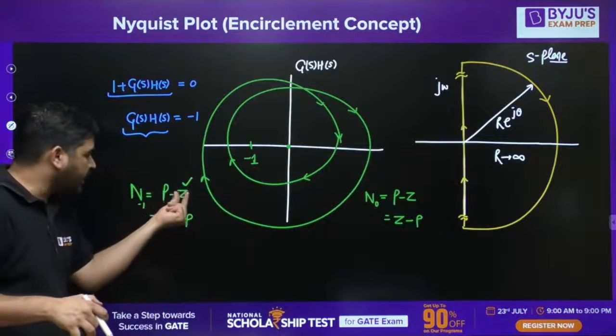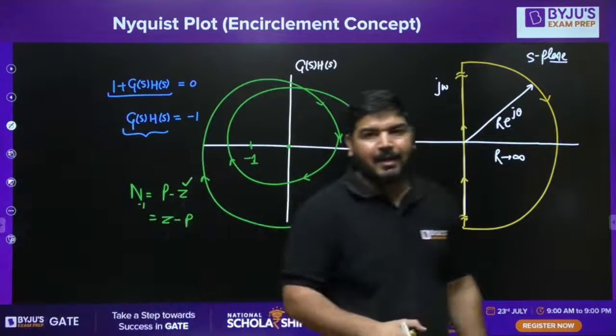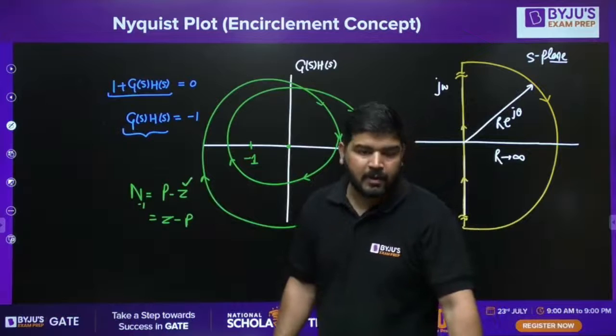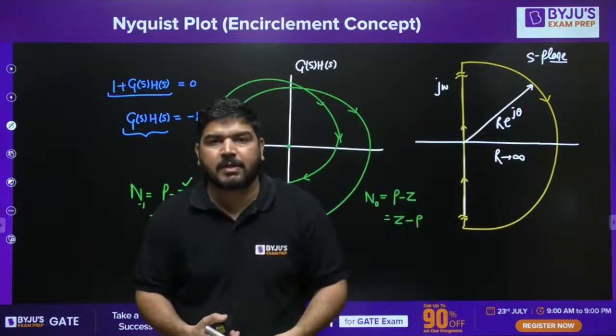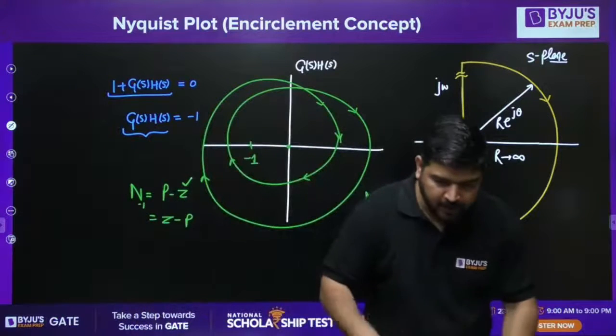You can put that here and you can calculate the value of Z. And you can comment on the closed loop system stability. I hope it is clear, everyone. Okay.